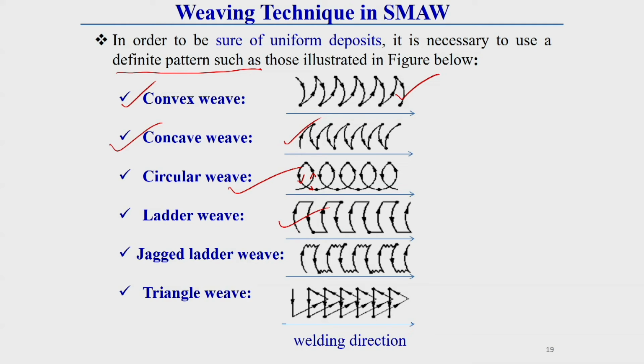This is ladder weaving operation. This can be jagged ladder wave. You see at this horizontal position generally there is used some zigzag motion. So, that is why it is called jagged ladder wave.